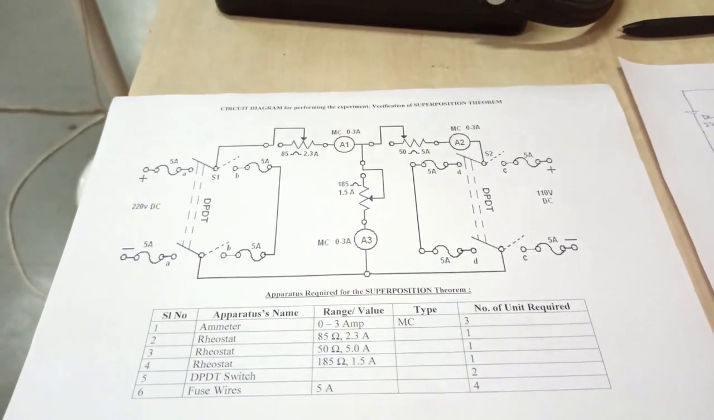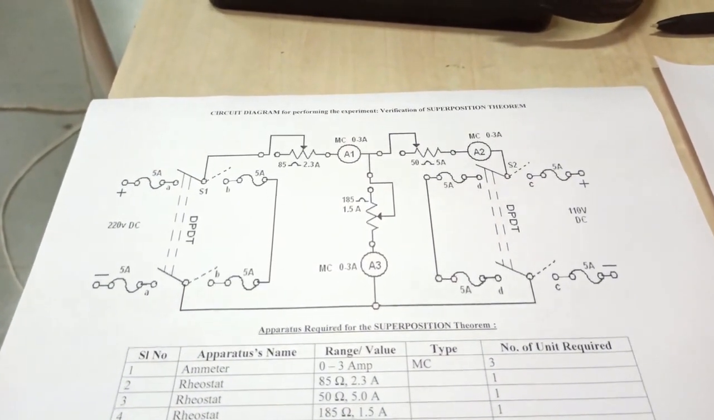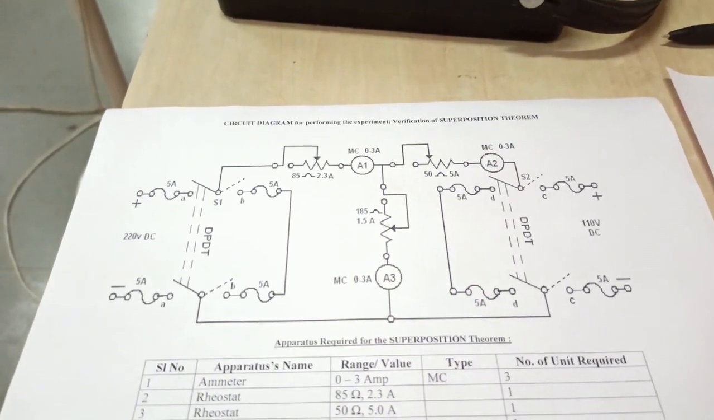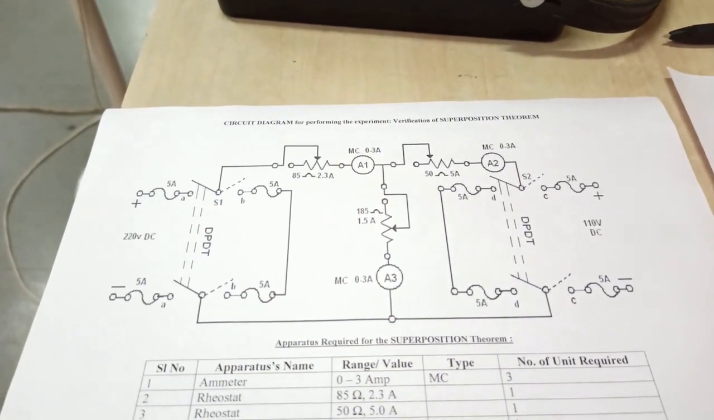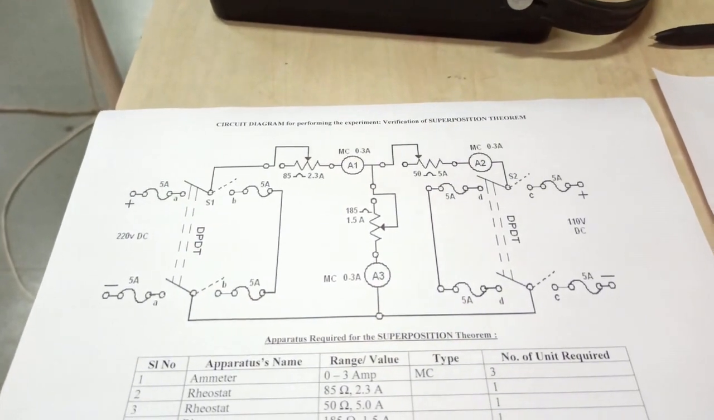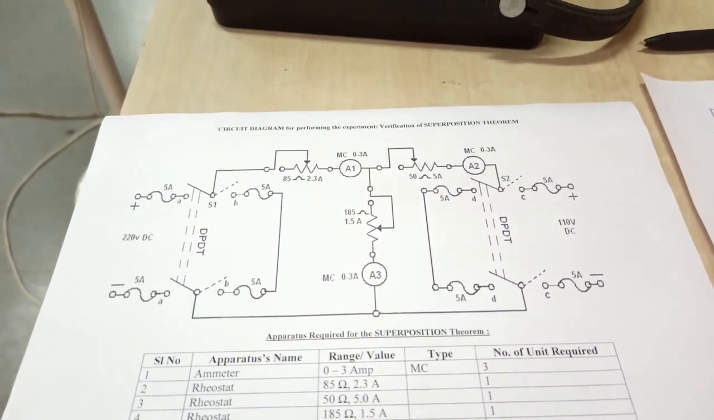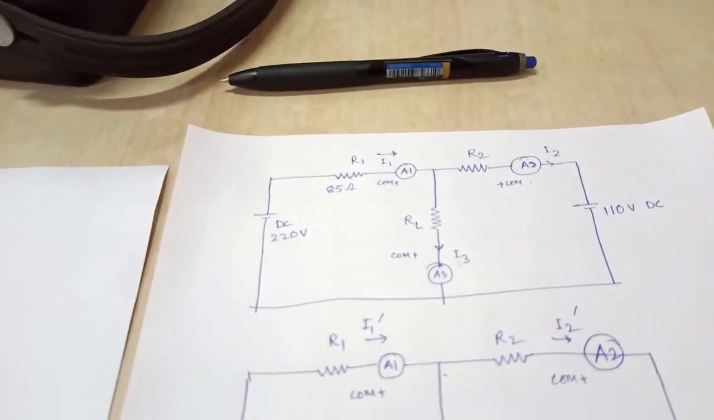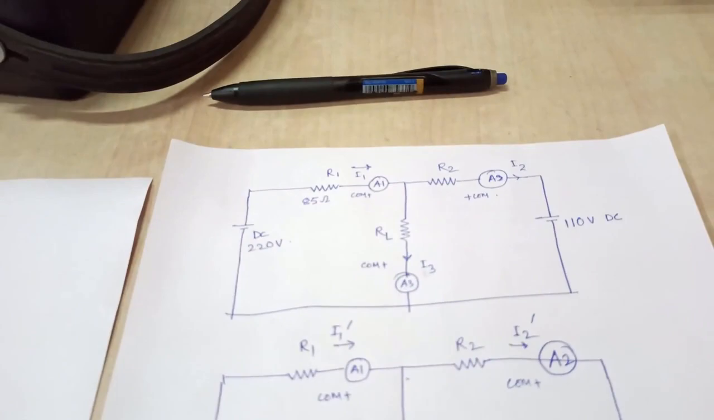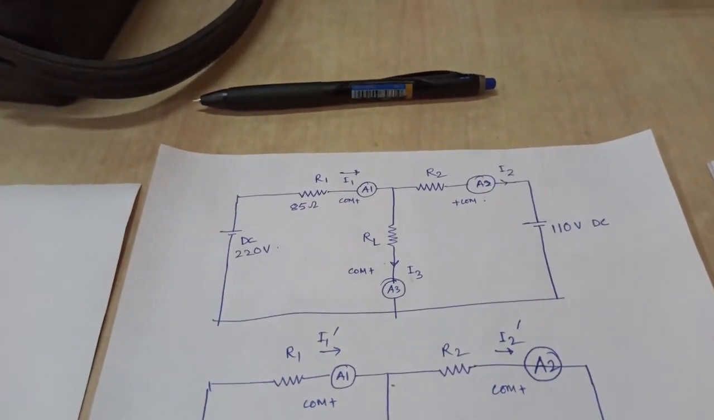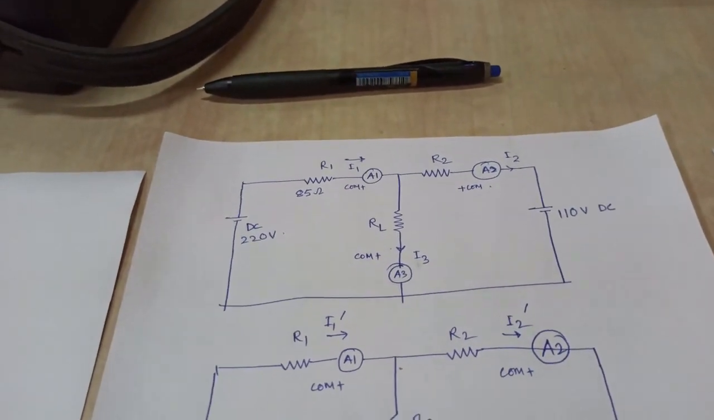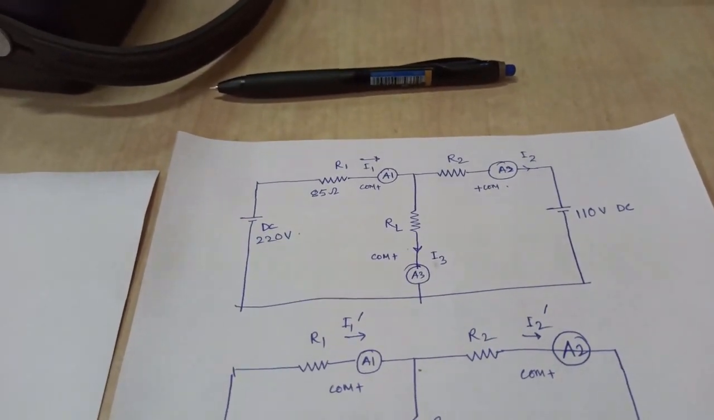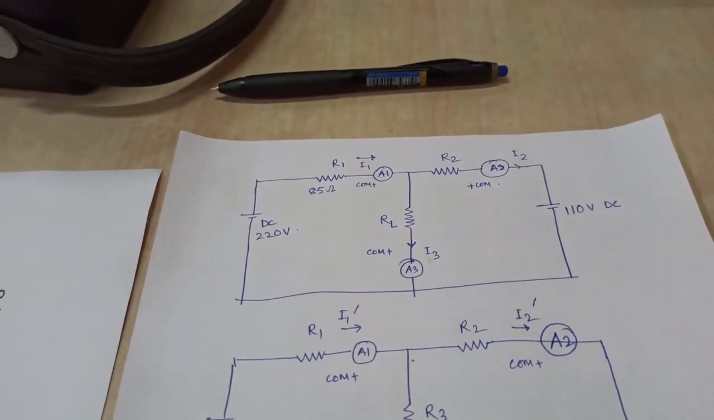Now we are going to have a look at the circuit diagram for the superposition theorem. As you can see in this diagram, we have two different sources. One is 220 volt, another is 110 volt. And as you know the basics of the superposition theorem, we are going to see the three currents flowing in the circuit, I1, I2 and I3, under three different conditions.